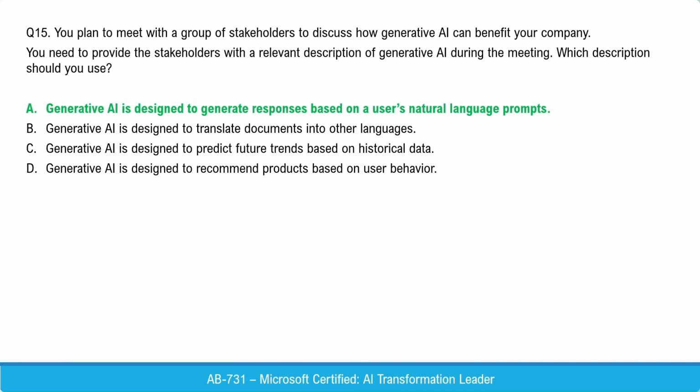Option D is about recommending products based on user behavior. That is typically handled by recommendation systems, which again is a different category of AI. So when describing Gen AI to stakeholders, the most accurate and complete definition is option A.